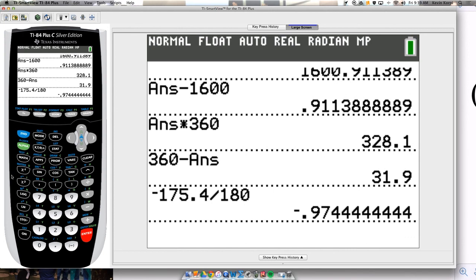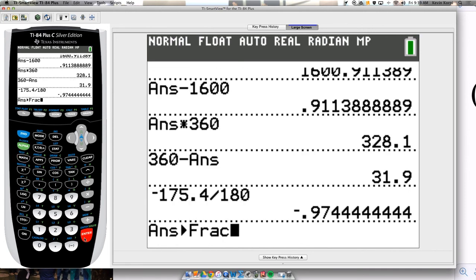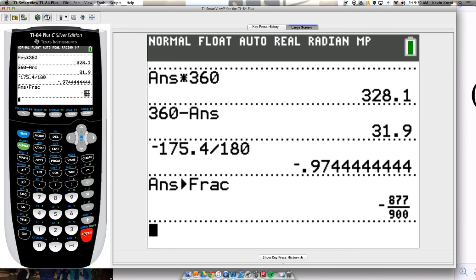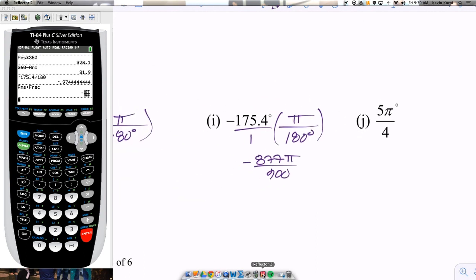And I'm okay with everyone using the little trick, right? Math, enter, enter. It'll convert it back to a fraction for you. Math, enter, enter. And that's how you need to write it. Negative 877 pi over 900. Okay? There you go. Which quadrant does that terminate in? Quadrant 3. Good. We still can think in terms of degrees. We're going to start thinking in terms of radians.